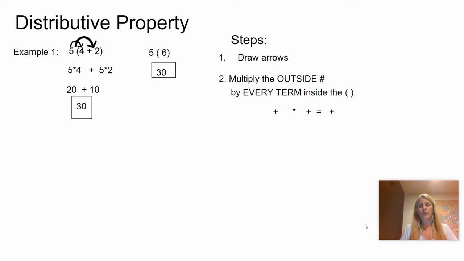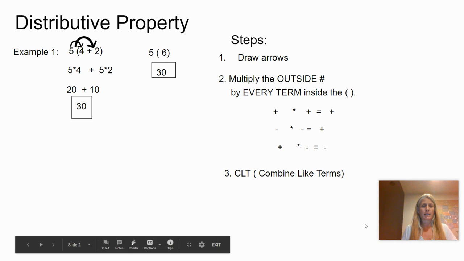And remember your multiplication rules. A positive times a positive is a positive. A negative times a negative is a positive. And if you have one of each, a positive times a negative or a negative times a positive, that answer is going to be a negative. Finally, you're going to combine like terms like we did at the end there. We combined the 20 and the 10 to get 30. So you're going to combine those terms that are exactly the same.